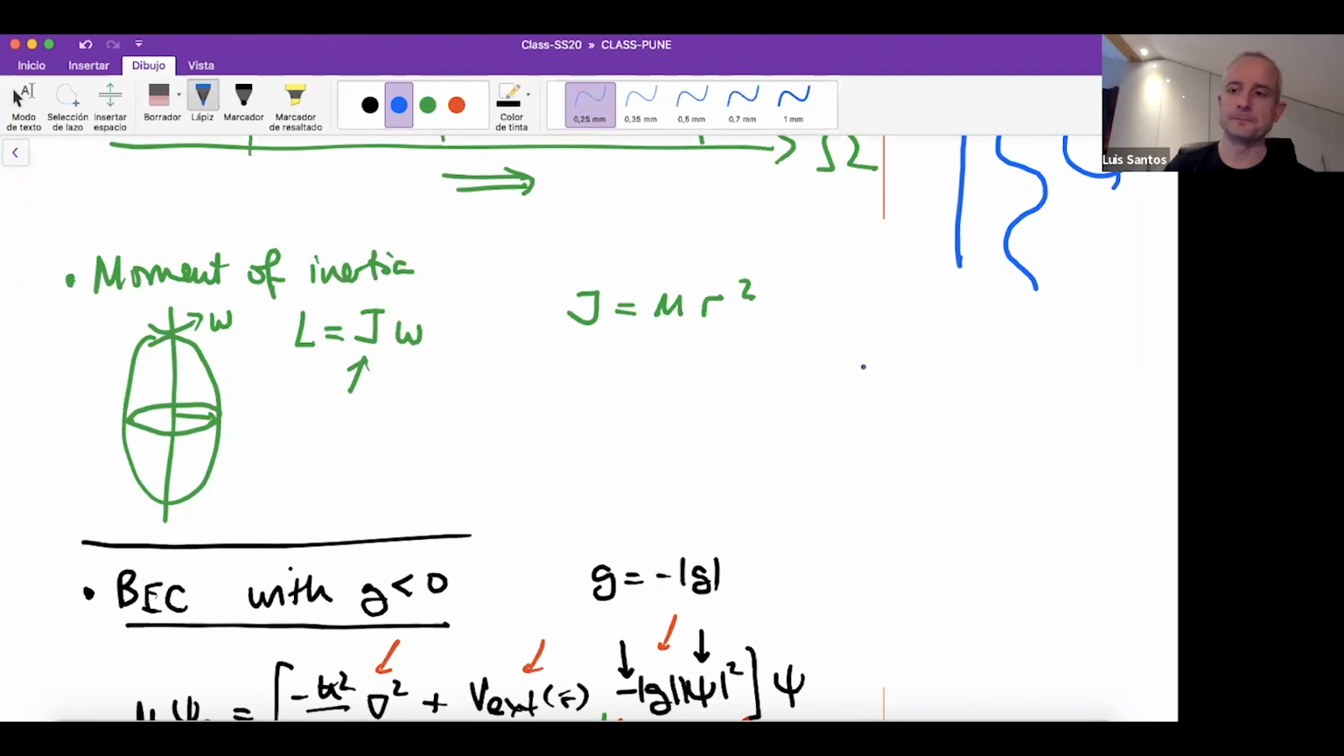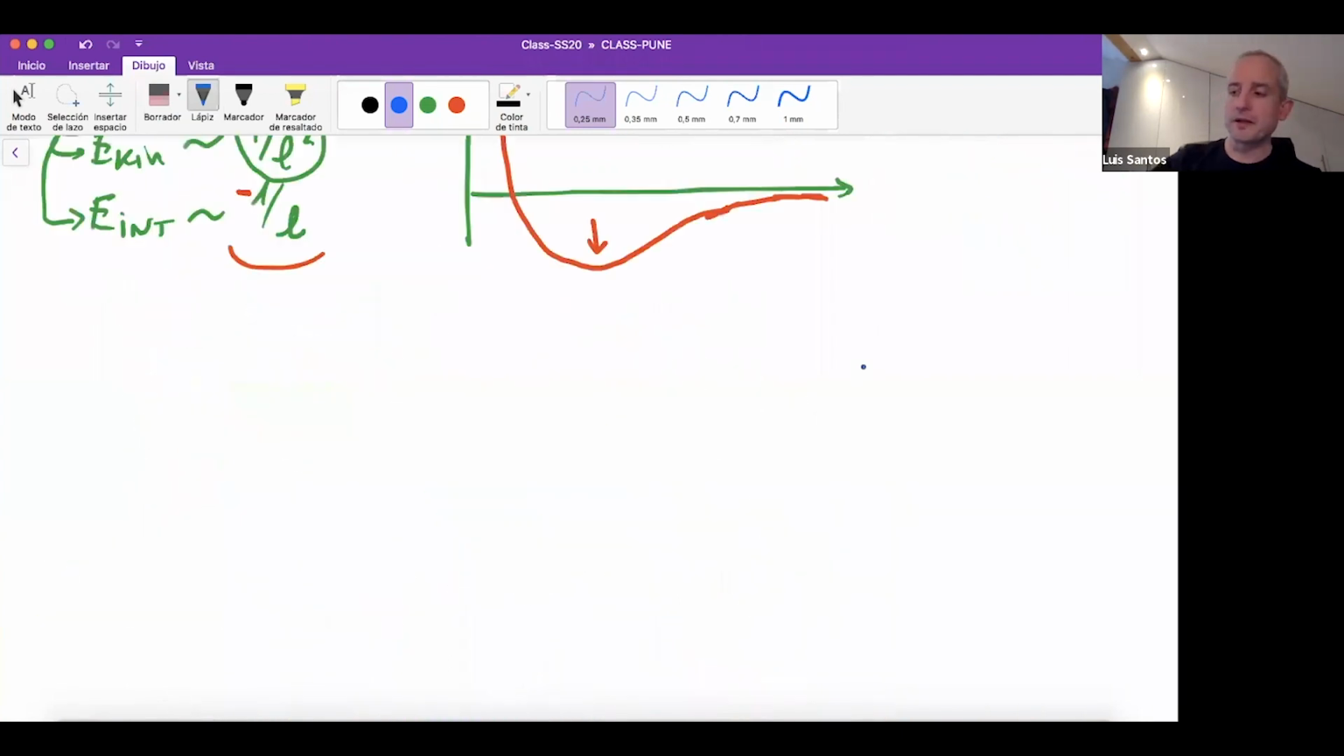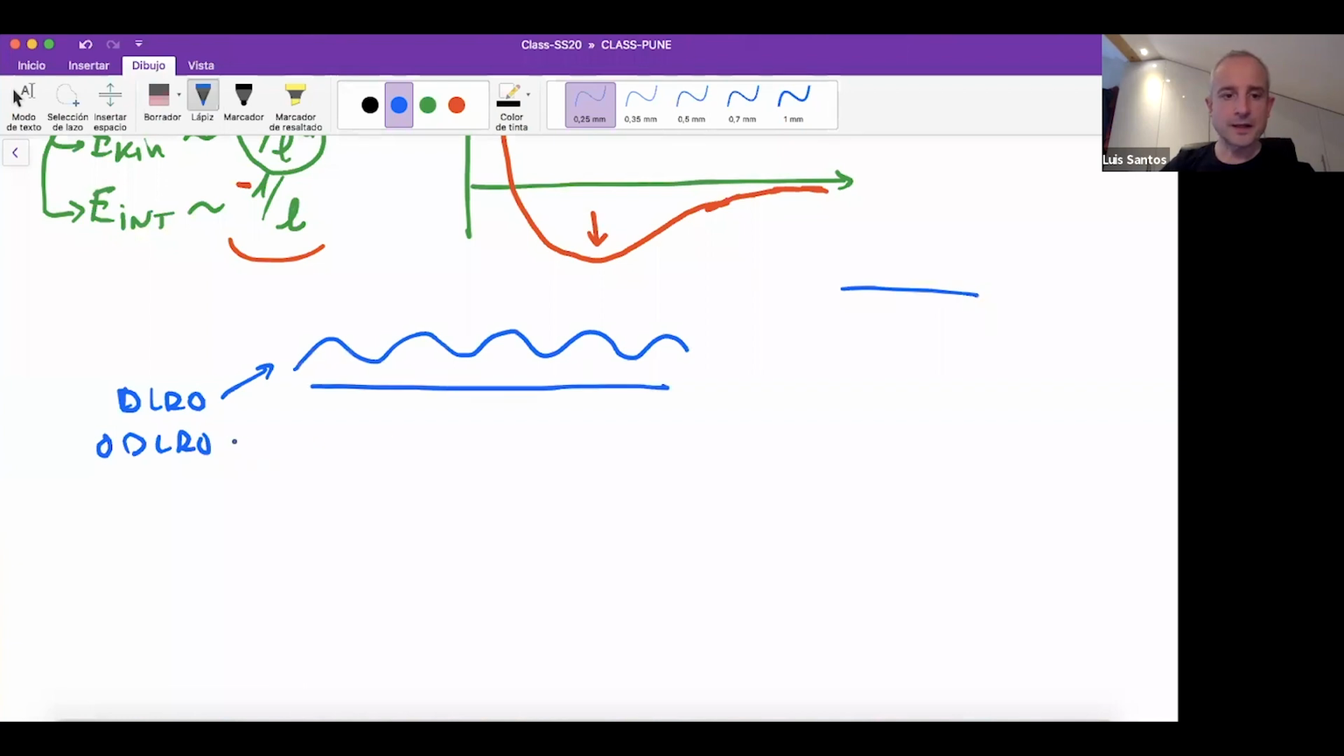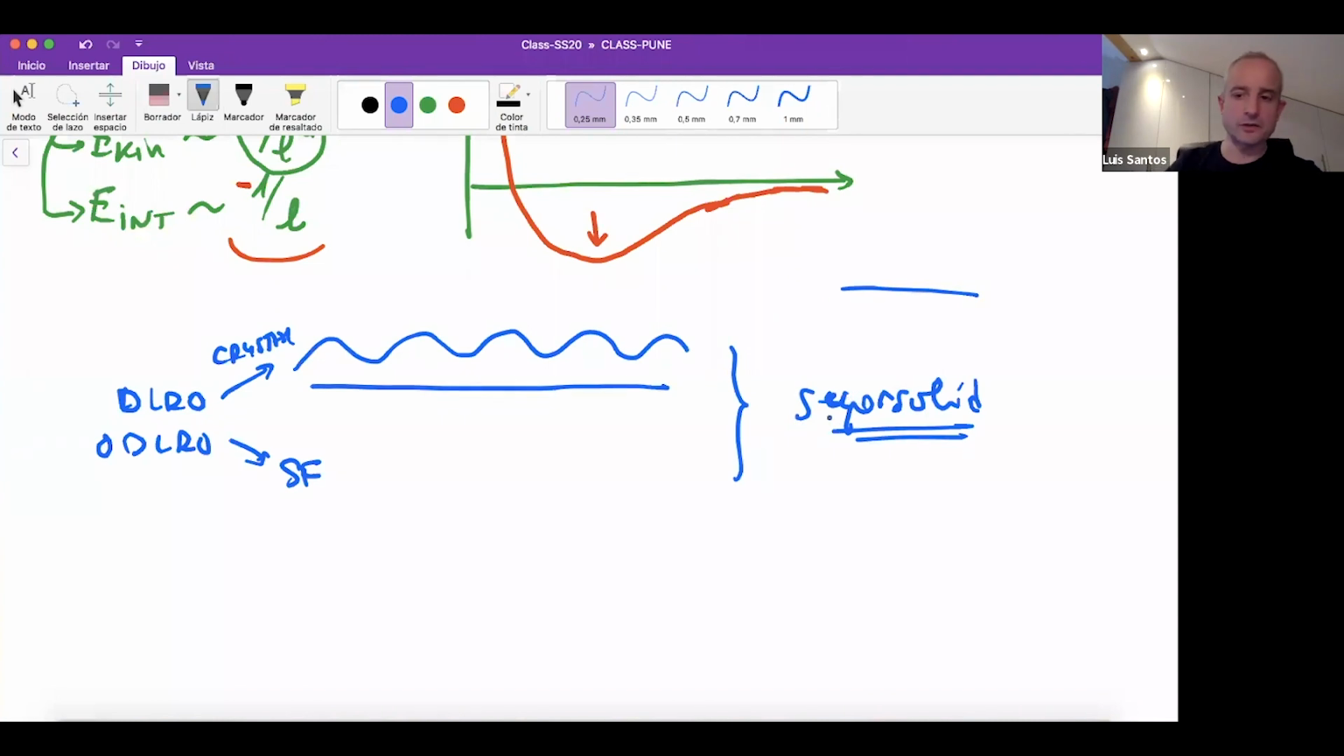Now, an interesting thing, which is quite active at the moment, is the possibility that you may have both order parameters at the same time. So you can have a diagonal long-range order and an off-diagonal long-range order. Diagonal long-range order is associated with crystalline structure. So instead of having a flat condensate, you have a condensate with a modulated density, and this part is associated with superfluidity. This means you may have something which is at the same time a crystal and a superfluid. This is what is called a supersolid, a very active field now in experiments with dipolar Bose-Einstein condensates.